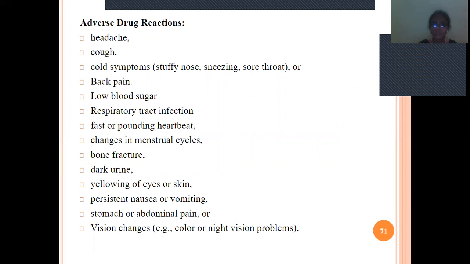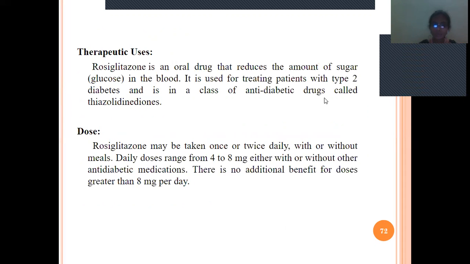Adverse drug reactions: headache, cough, cold symptoms, back pain, low blood sugar, respiratory infections, irregular heartbeat, bone fracture, dark urine, yellowness of the skin or the eyes, nausea, vomiting, stomach pain, abdominal pain, vision problems, etc. Next, uses: it is mainly used in the treatment of type 2 diabetes, meaning it is used to reduce the blood sugar level in the body.